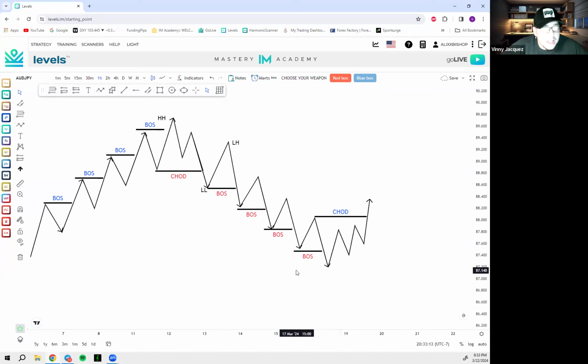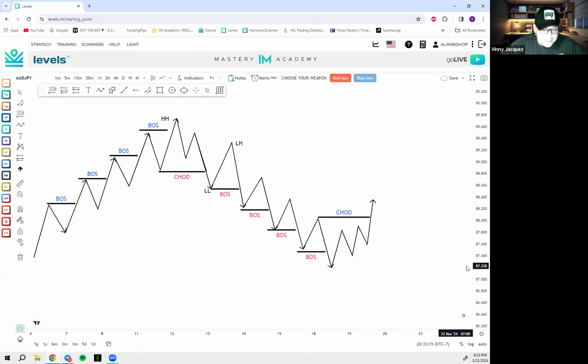Guys, where's my lowest point in this downtrend? Where's the lowest point in the downtrend, guys? Point to it. Annotate. I should have 45 to 50 drawings on my chart right now. Where is my lowest point in this downtrend?